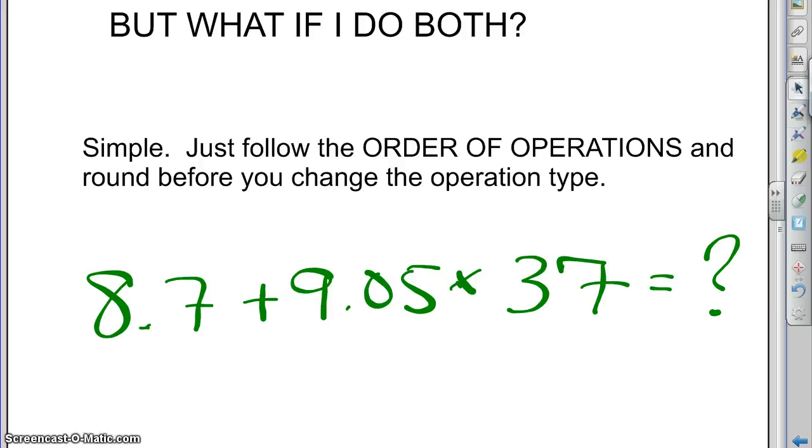So we covered addition and subtraction, we've covered multiplication and division, but what if we have both? Well, it's simple. Just follow the order of operations and round before you change the operation type. Here we have 8.7 plus 9.05 times 37. So what's the order of operations? What comes first, multiply or add? Well, I'm going to go with multiply. So 37 times 9.05 is 334.85.